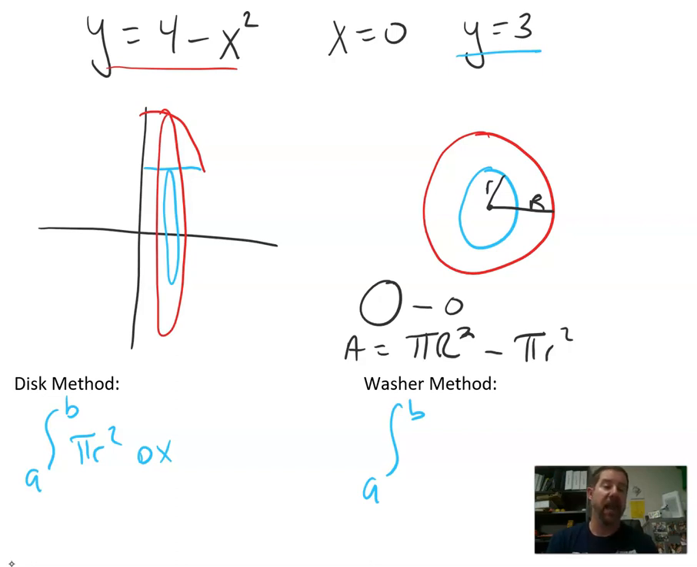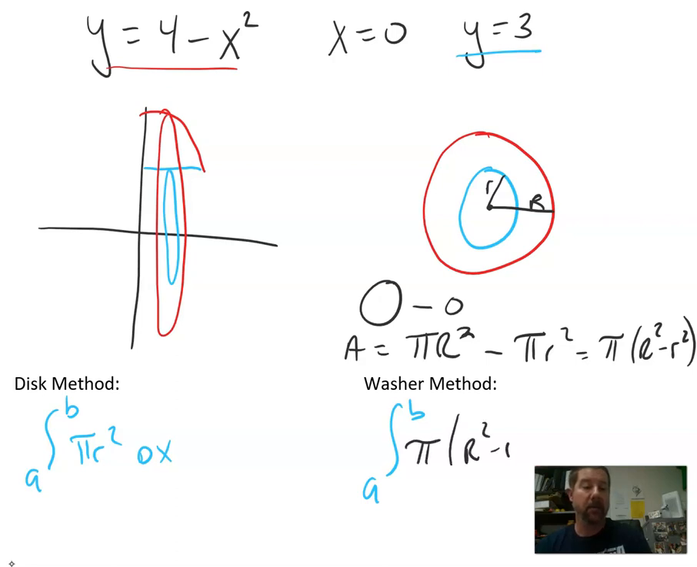And that would give me the area of this washer, right? Or if I wanted to, I could even factor out that pi, big R squared minus little r squared, and that would give me the area of the washer as well. And that's why when we do this, our formula is pi times big R squared minus little r squared dx.